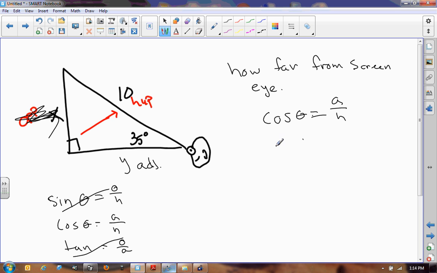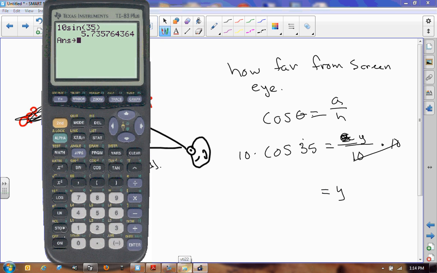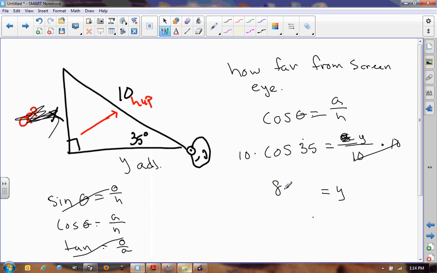All right, so let's fill in the blanks. What is theta? How big is the angle? 35 degrees. What is the adjacent? I don't know. A, or call it y. It's called y there. How big is the hypotenuse? 10. Well, then plug this in. Multiply by 10. Get that y all by itself. So now y equals, type it in the calculator, 10 cosine, because it says cosine right there, 35. Close that. 8.2. So you're 8.2 feet away from the screen.